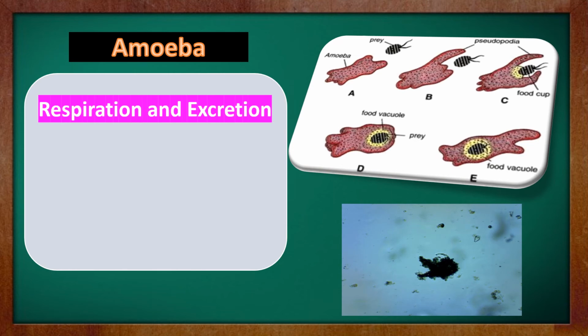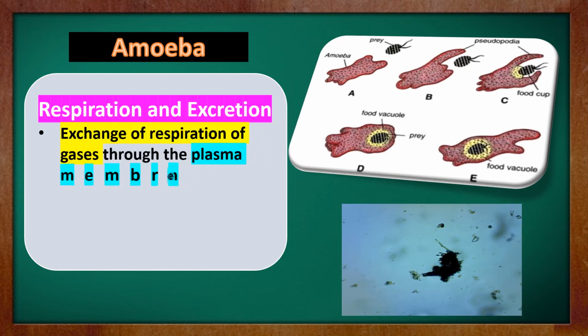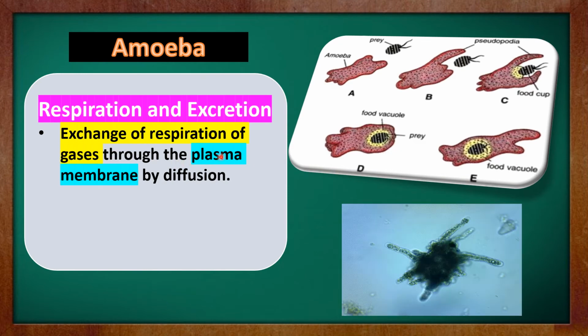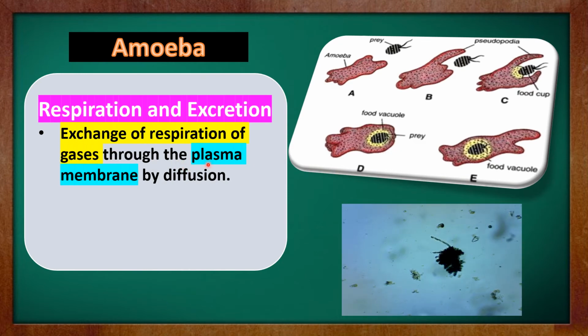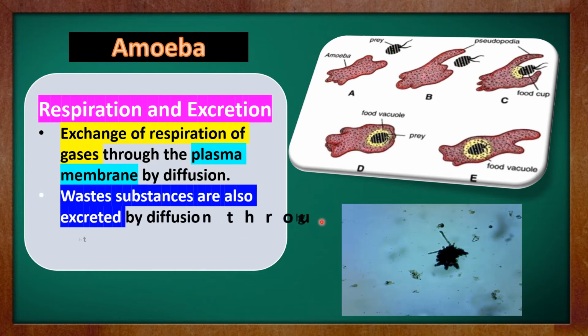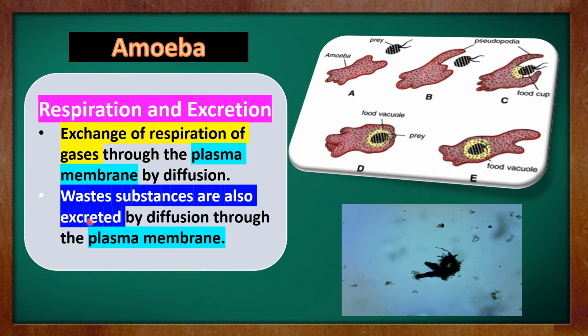Okay, next we have respiration and excretion for amoeba. The exchange of respiration gases happens through the plasma membrane by diffusion. Waste substances are also excreted by diffusion through the plasma membrane. As I have said, the plasma membrane, or cell membrane, is where substances go in and out of the cell.